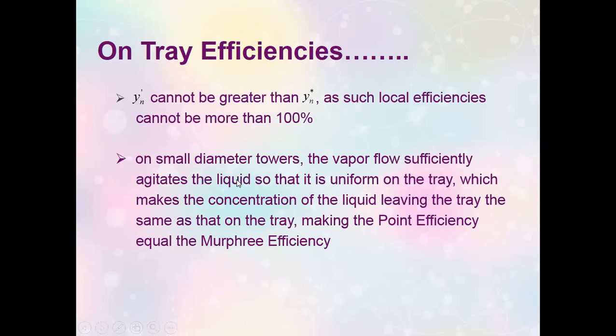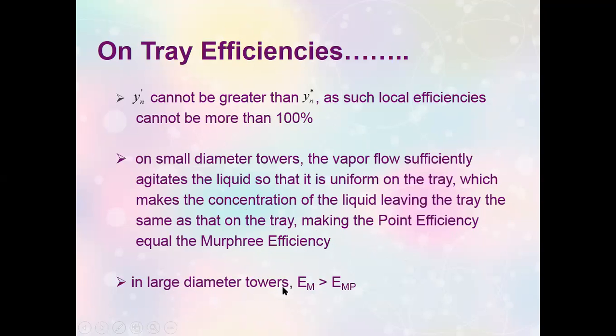On small diameter towers, the vapor flow sufficiently agitates the liquid so that it is uniform on the tray, which makes the concentration of the liquid leaving the tray the same as that on the tray, making the point efficiency equal the Murphree efficiency. So these two can only be equal, the point efficiency and the Murphree efficiency, if your tower is a small diameter tower. But if it's a large diameter tower, never can these two be equal.